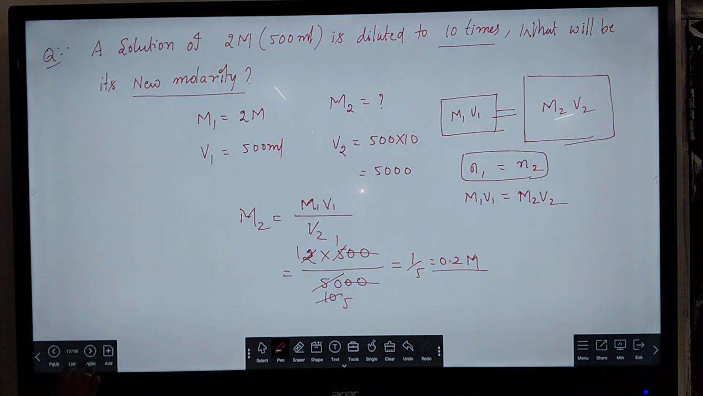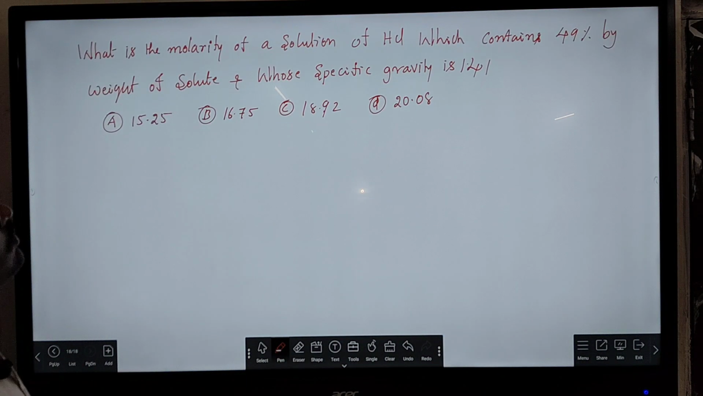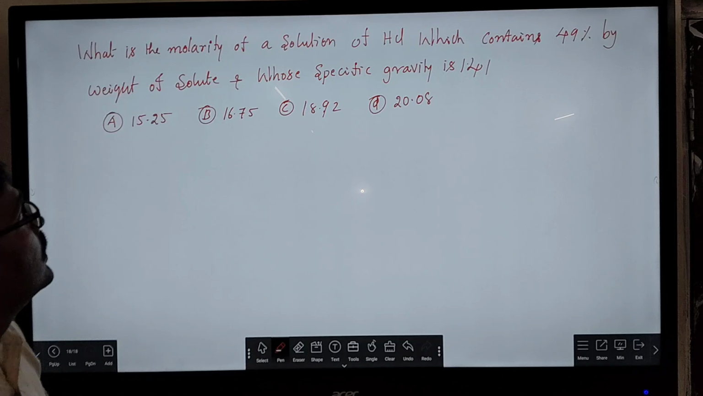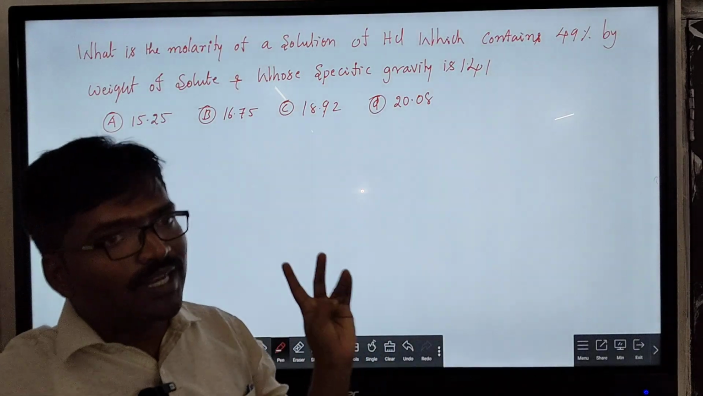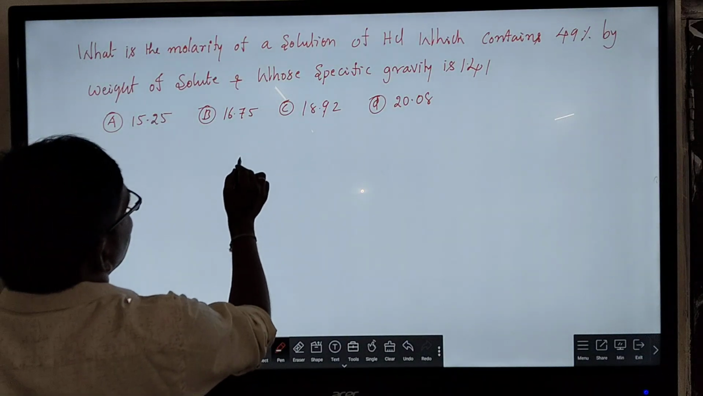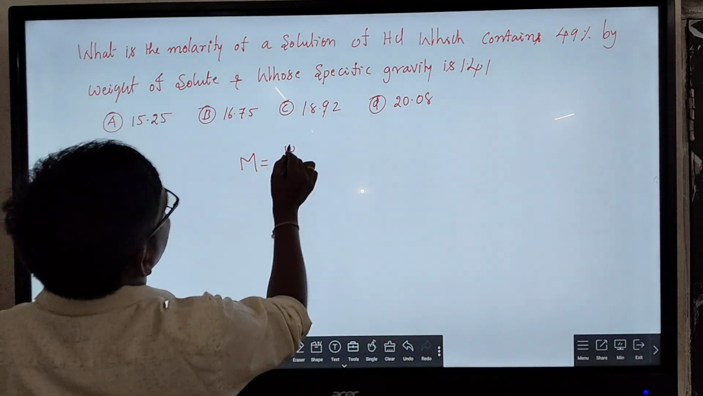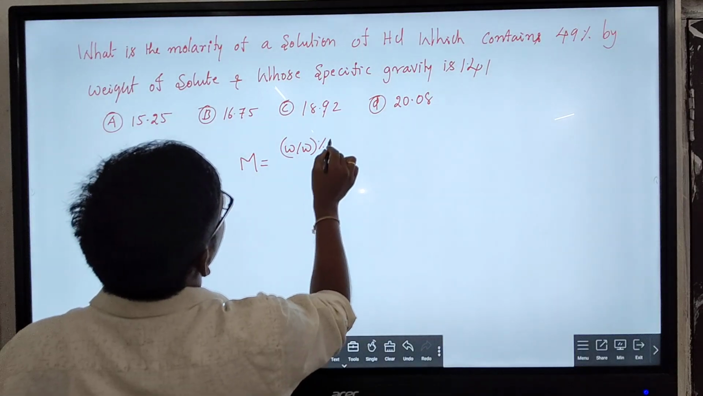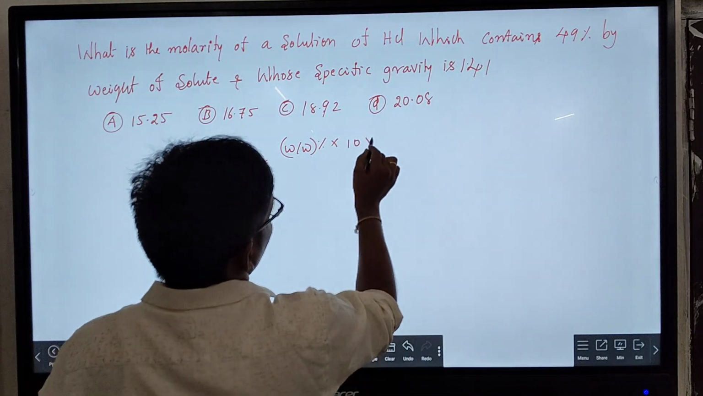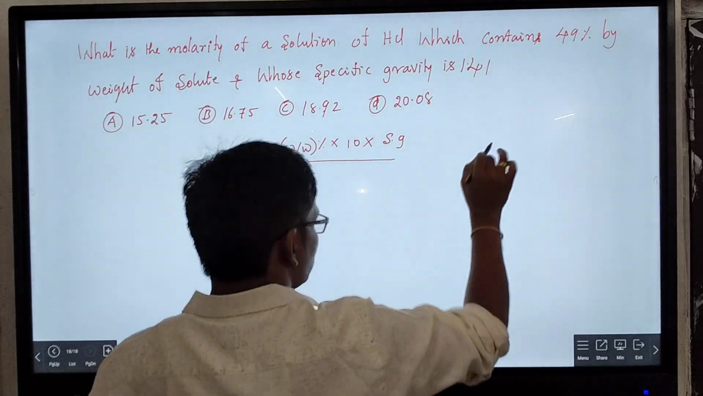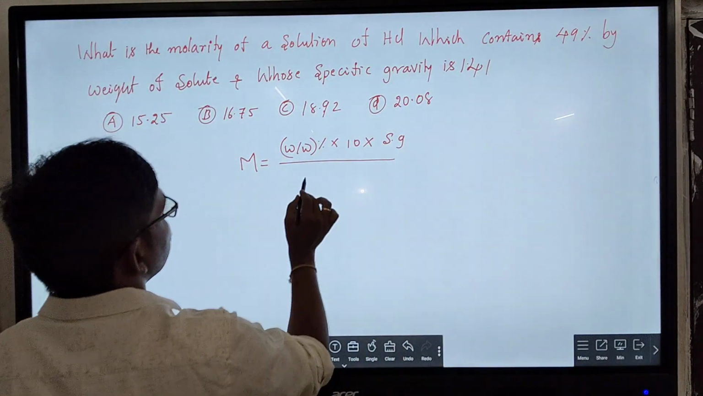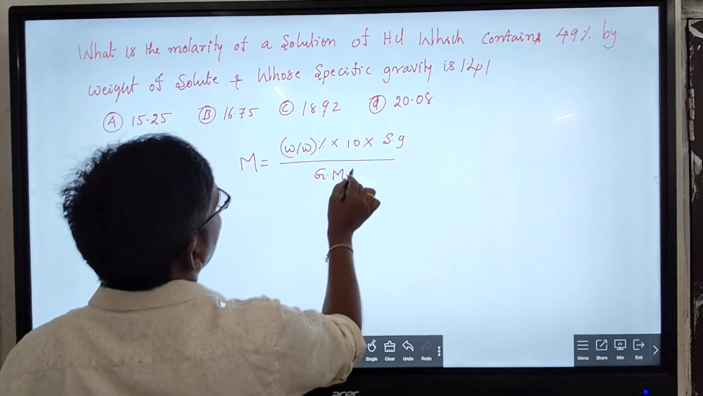Understand? So next, one more question, look at it. What is the molarity of a solution of HCl which contains 49% by weight of solute and whose specific gravity is 1.41? When specific gravity and weight percentage are given, then there is a direct formula. I told that molarity equals weight by weight percentage into 10 into specific gravity. Even in the place of specific gravity, if density is given, the same formula you have to use, divided by gram molecular weight.